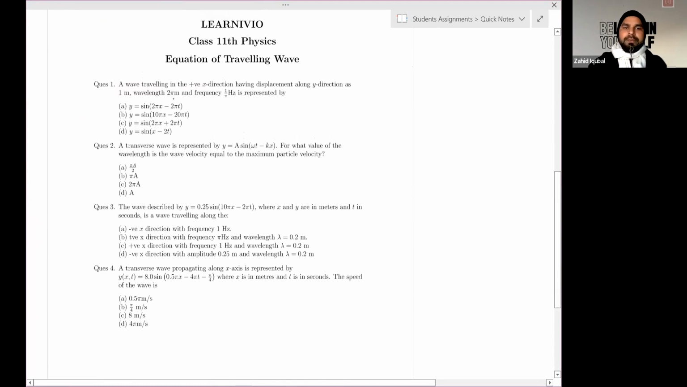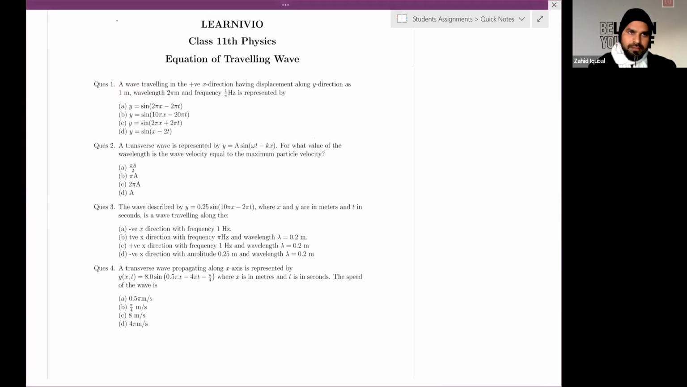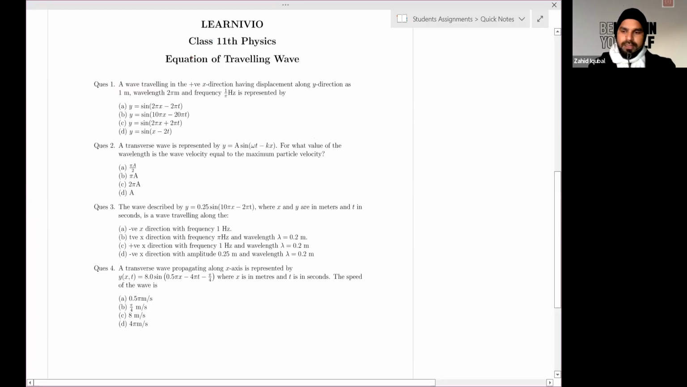So let's solve the assignment related to that particular equation of a traveling wave. First of all, try to solve on your own. Try to solve this first part. In this equation, we have a wave traveling along the positive x-axis, having amplitude 1 meter, wavelength 2 pi meter, and frequency 1 by pi hertz. So what would be the equation of the wave?